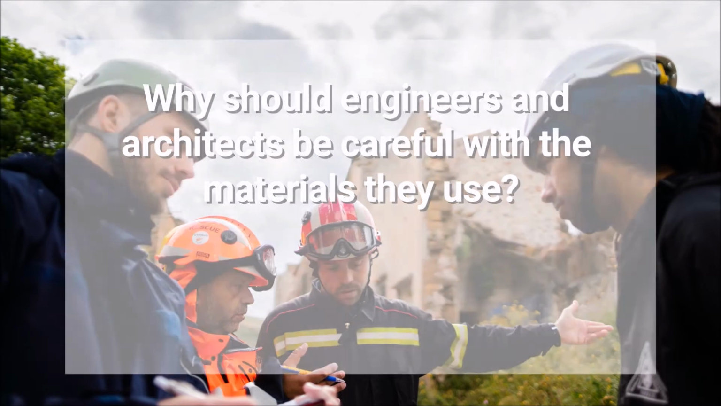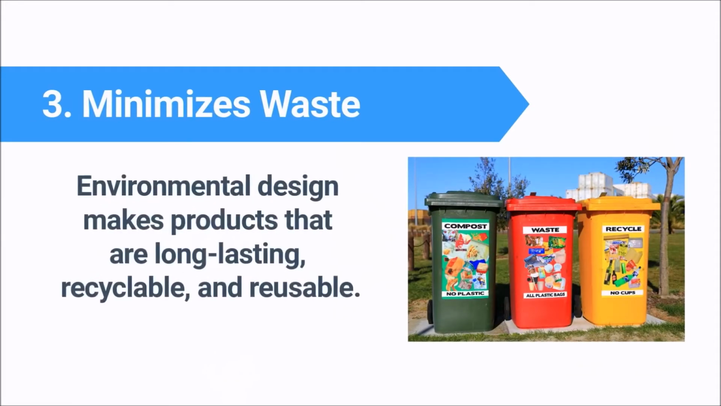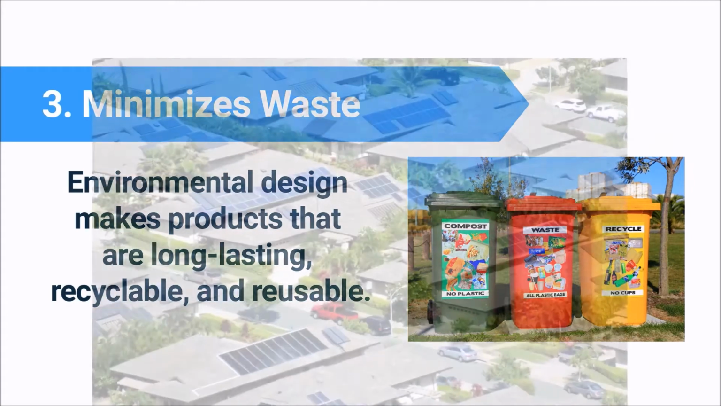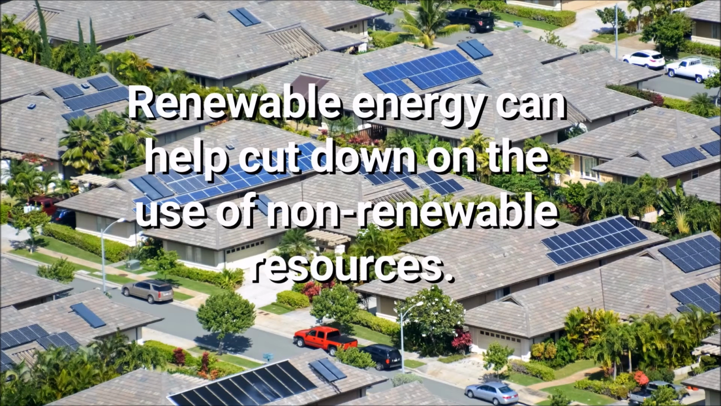3. Minimizes waste. Environmental design makes products that are long-lasting, recyclable, and reusable. A good way to get rid of waste is to do it the right way. To keep soil and water safe, cities should spend money on waste management systems that work well. The improper disposal of garbage has many negative effects on the environment. Renewable energy can help cut down on the use of non-renewable resources. This not only saves money, but also stops waste from building up in the environment.